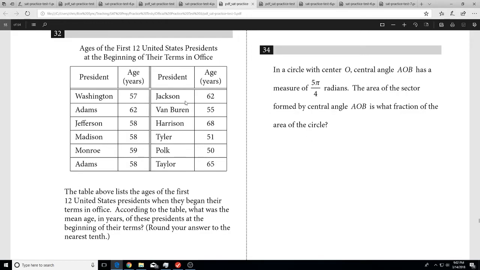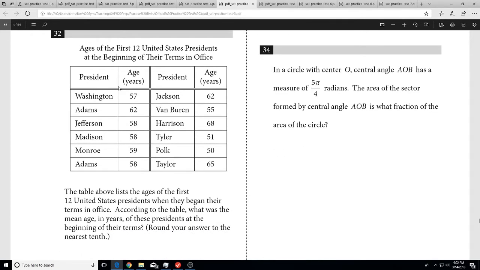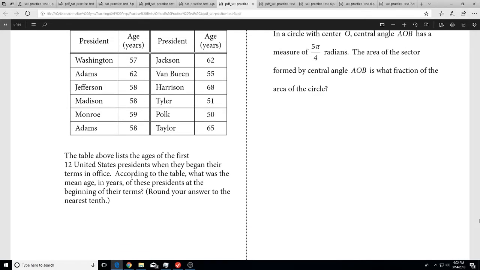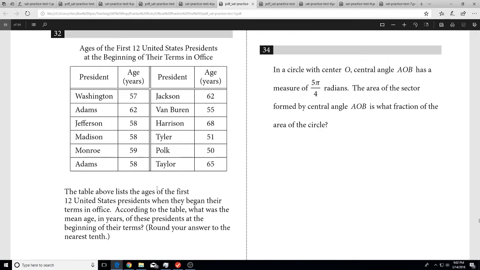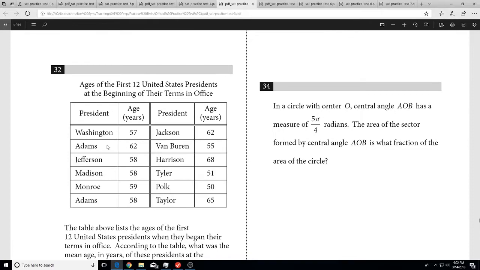Okay. This is one of those questions where, it's number 32, so it's near the end of the test, and it looks more confusing than it is once you look at everything. I'm going to the end of the question. According to the table, what was the mean age in years of these presidents at the beginning of their terms? Round your answer to the nearest tenth. So this is one of those short answer ones. You see there's no multiple choice.